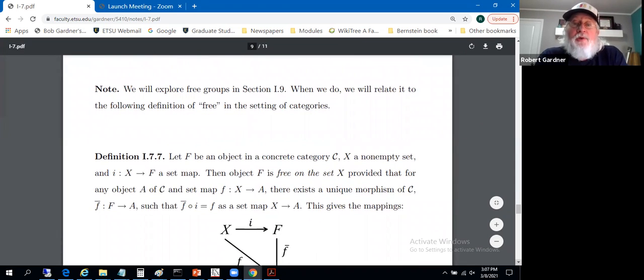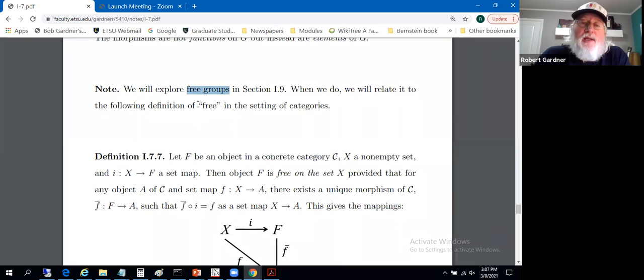Shifting gears again onto another topic. This last part of the section goes by a little bit more quickly. This we'll use in section 1.9. We'll define free groups in section 1.9. And here we're going to define what it means for an object in a category to be free on a given set.